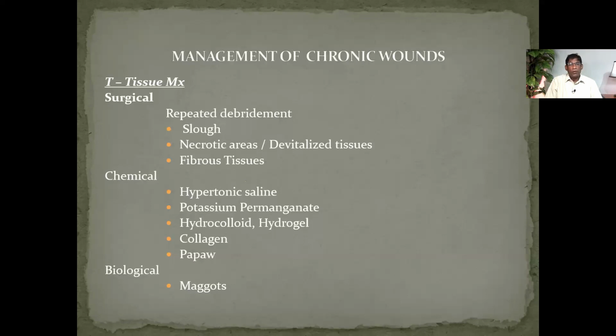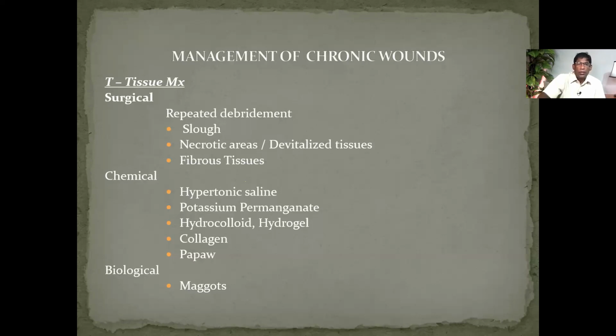So slough, if we don't remove it, the body has to remove it. Until it is removed, the healing process will not occur. The necrotic areas are the same. So we have to surgically remove these necrotic, slough and fibrous tissues.